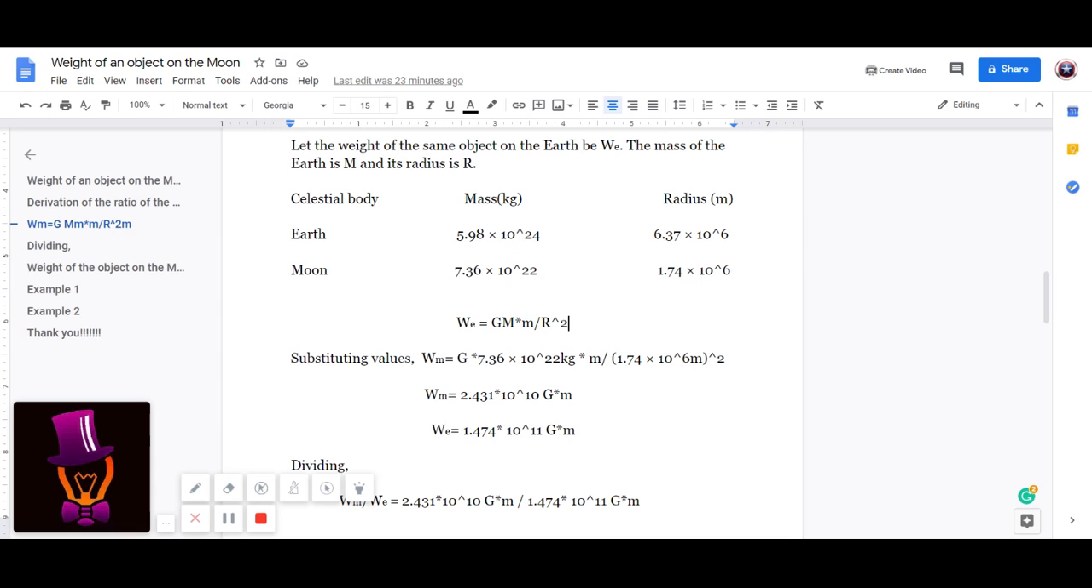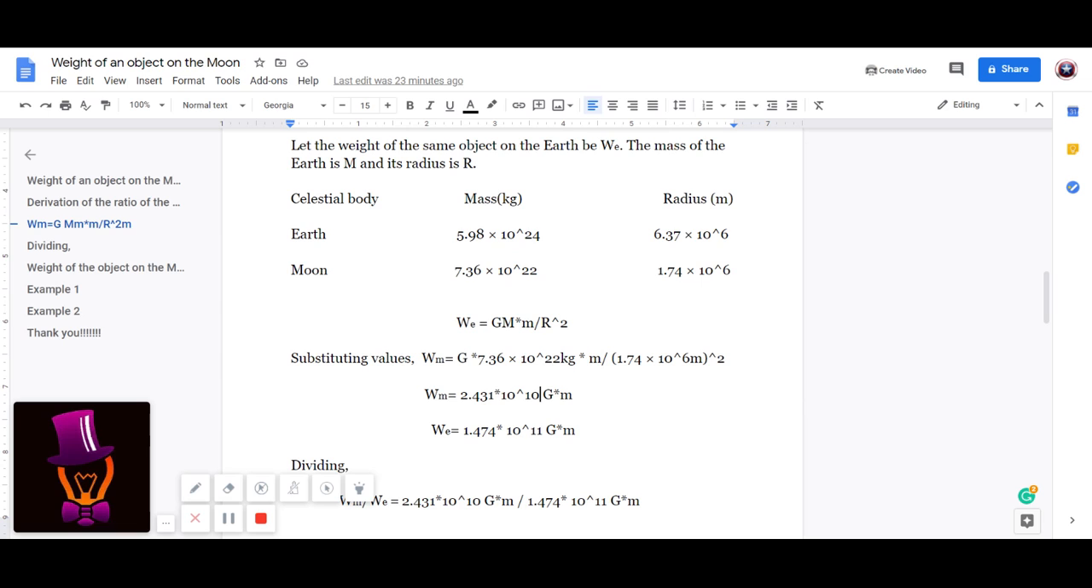So after using this formula respectively to find the weight of the moon and the weight of the earth, we get the weight of the moon as 2.431 into 10 to the power 10 G into M. As we saw, this thing and this thing is remaining. So we just divide this by this respectively for both, and just multiply G into M in the last, like this.